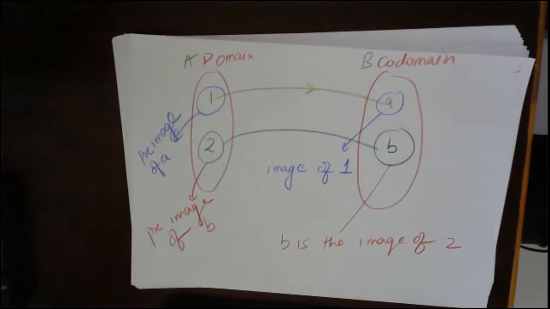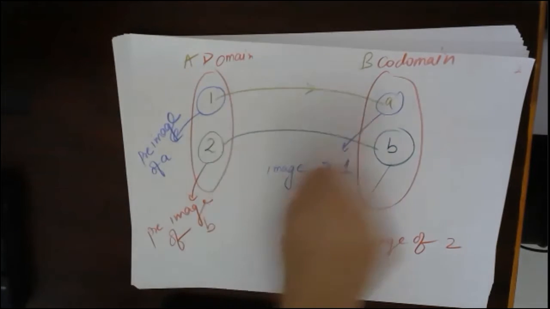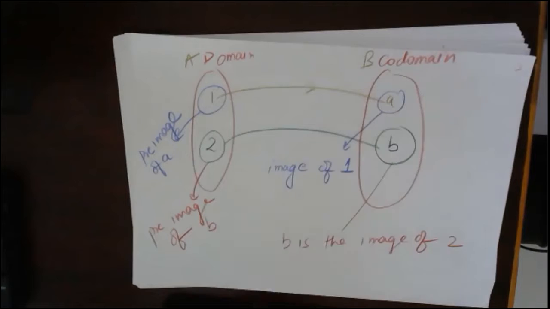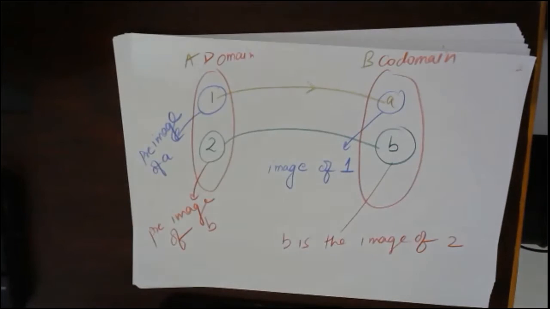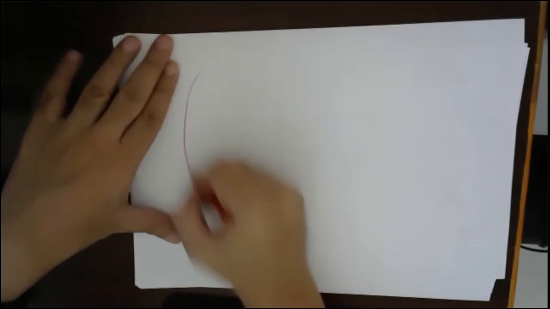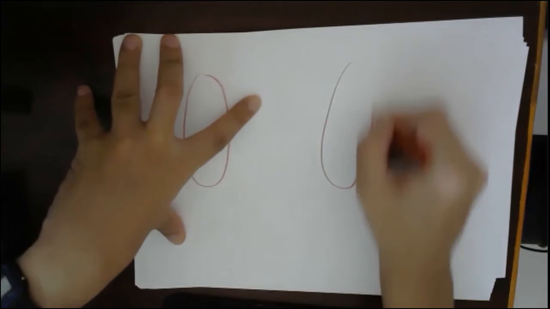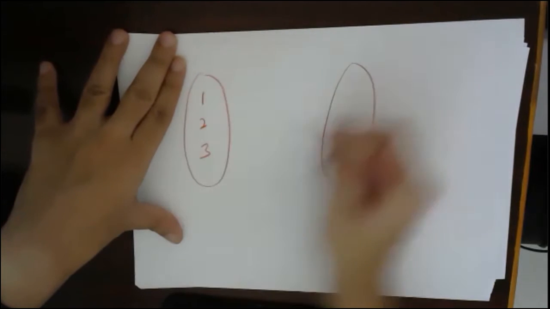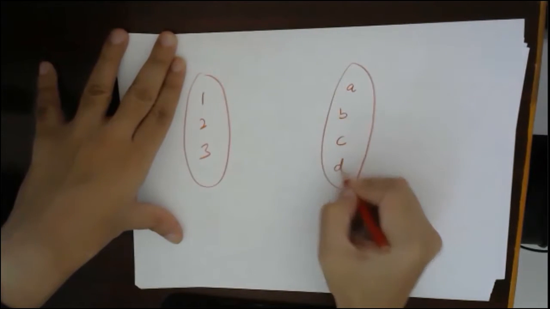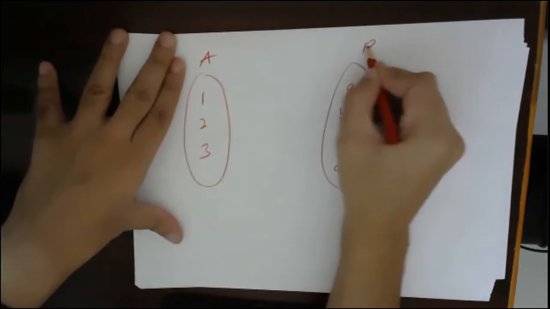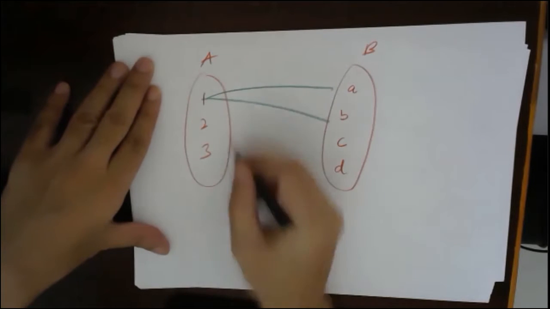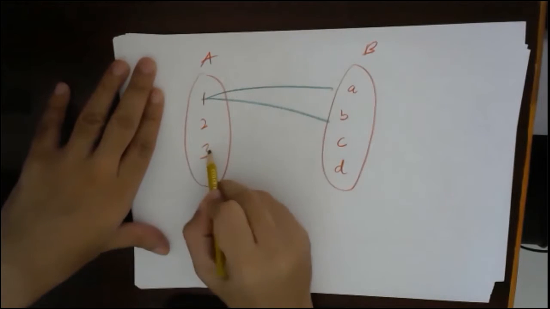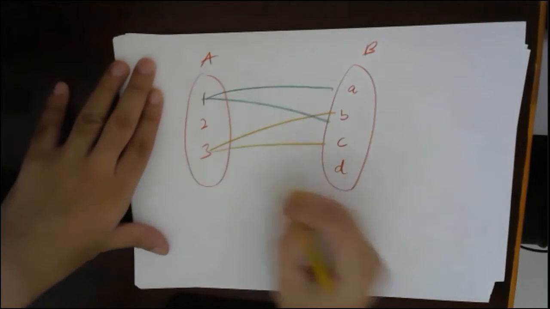Now you will say, sir, why are you linking 1 with only A? One can also be linked with any other element, with A as well as B. Yes, they can. So suppose we have 1, 2, and 3 in set A, and A, B, C, D in set B. And suppose these are the links. This is linked with this.